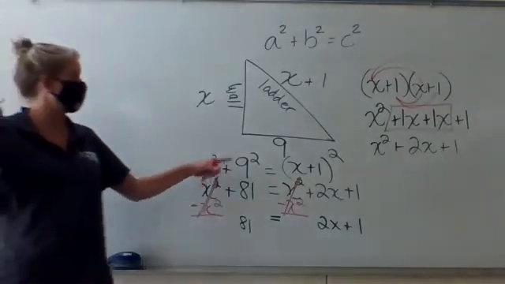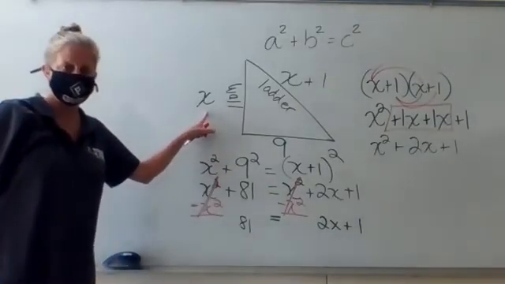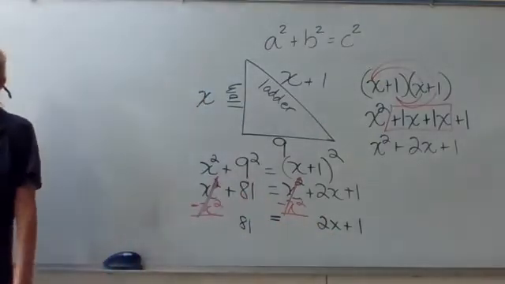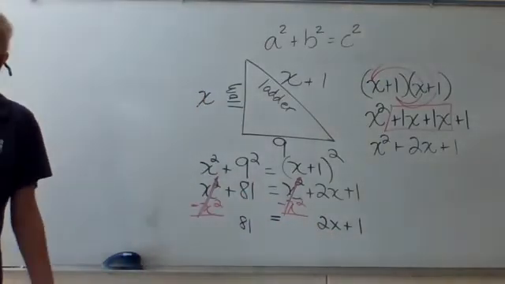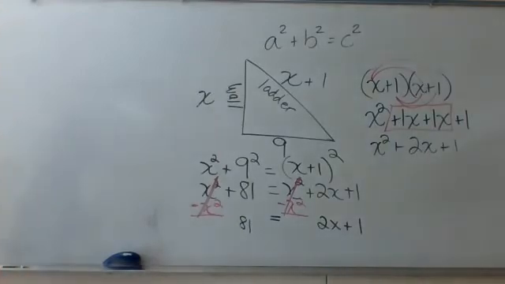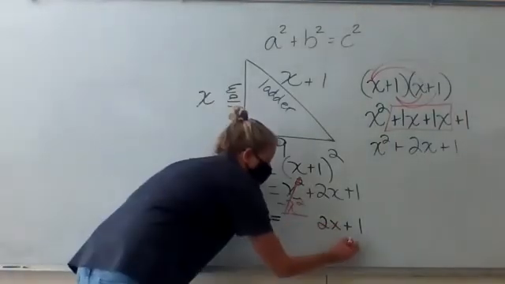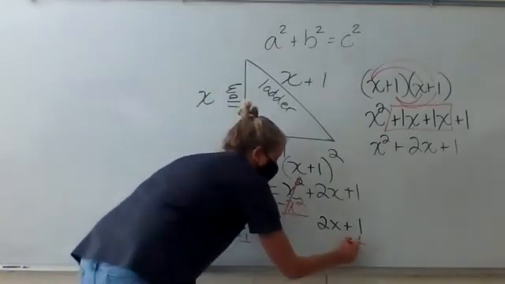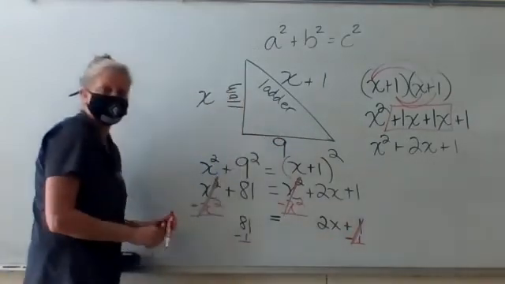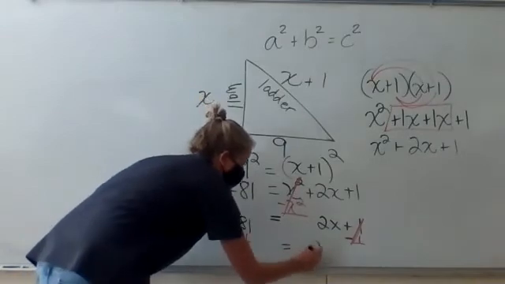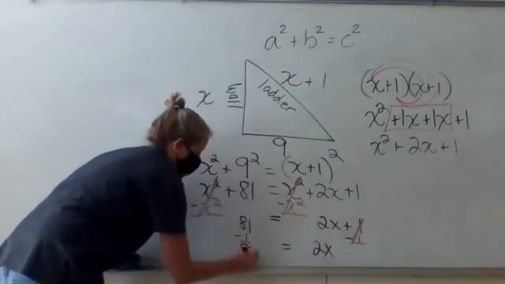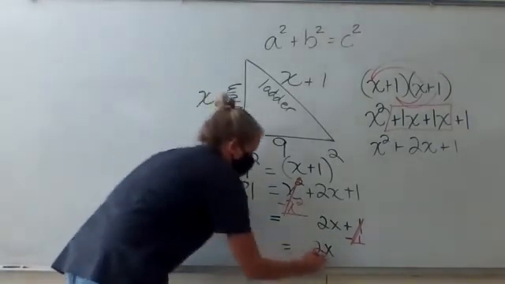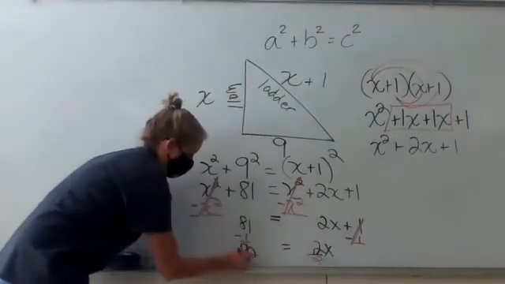And what am I trying to find? I'm trying to find out what x is. So all I need to do is get that x by itself. It's just not part of a quad anymore because it's not squared. So I'm just isolating that x, which means I need to subtract 1. So now I have 2x equals 80 and divide by 2.